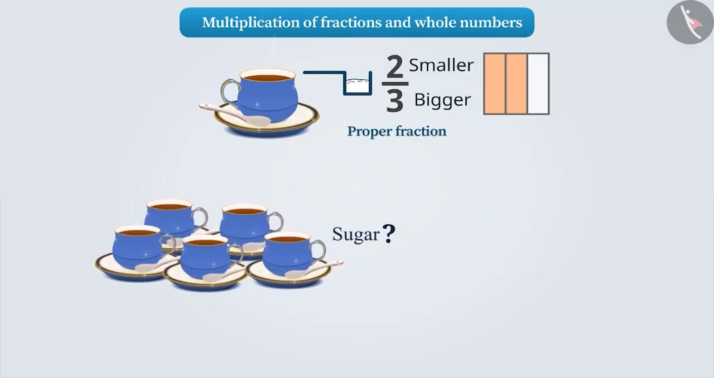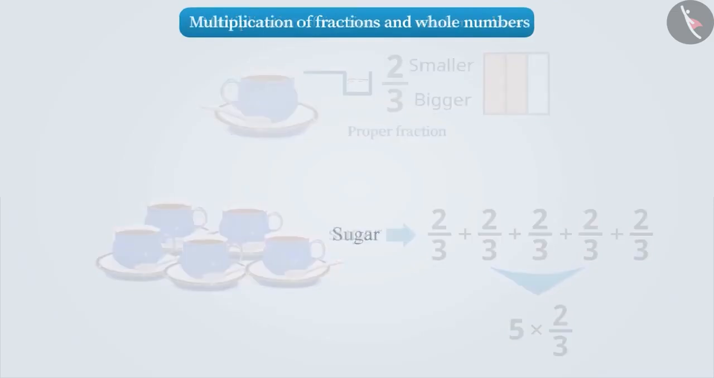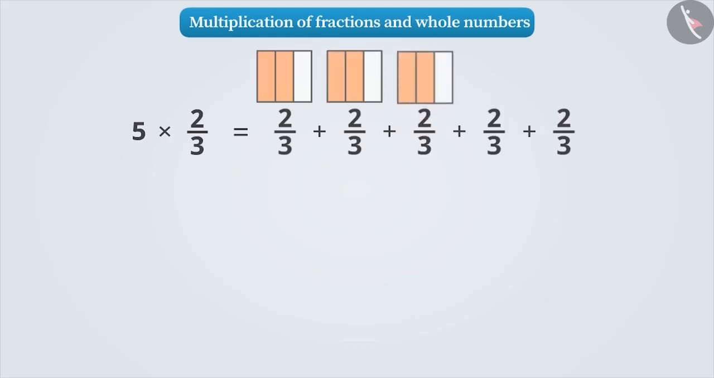2/3 teaspoon of sugar is required for 1 cup of tea, then 5 cups of tea will require 2/3 plus 2/3 plus 2/3 plus 2/3 plus 2/3. Here, we can see that 2/3 has been added 5 times. This can also be expressed in multiplication as 5 multiplied by 2/3. This way, 2/3 plus 2/3 plus 2/3 plus 2/3 plus 2/3 is equal to 5 multiplied by 2/3.